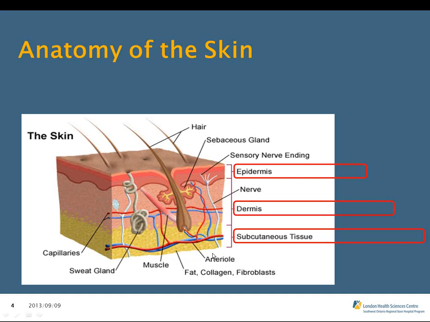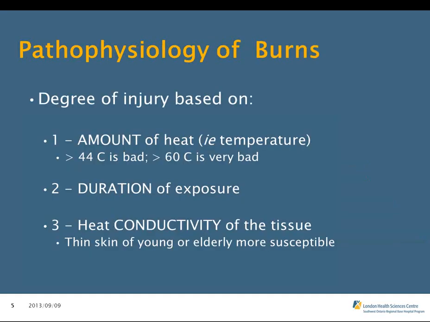So the question is, why is it important to consider these different layers? The reason is that the different layers of the skin and the depth to which a burn occurs is significant in determining the severity of a burn. And ultimately that will contribute to our ability to properly classify a burn. We'll get to this classification shortly, but there are a few other general features worth discussing before we get to them.